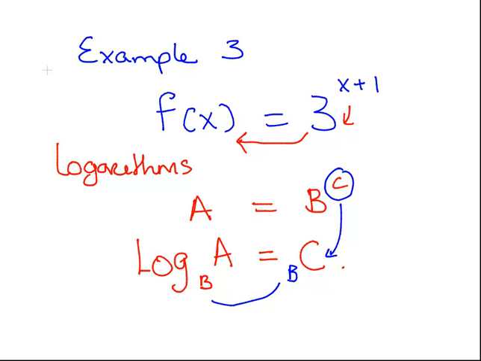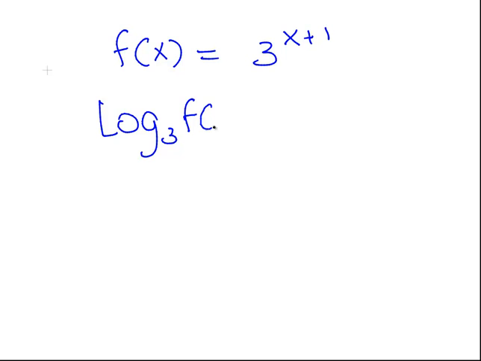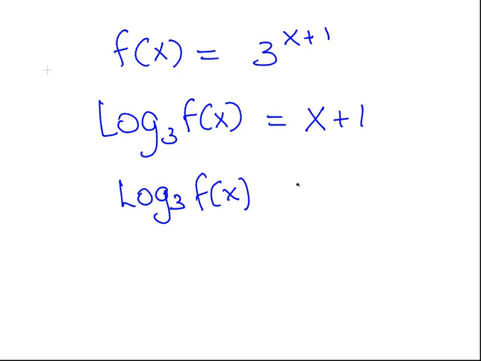So let's go to our f of x equals 3 to the power of x plus 1. Let's do the log roll. The 3 goes under the log, and the x plus 1 comes down. That rolls down to where 3 was. What we could do now is subtract 1 from both sides. Log of f of x to the base 3, minus 1, equals x.